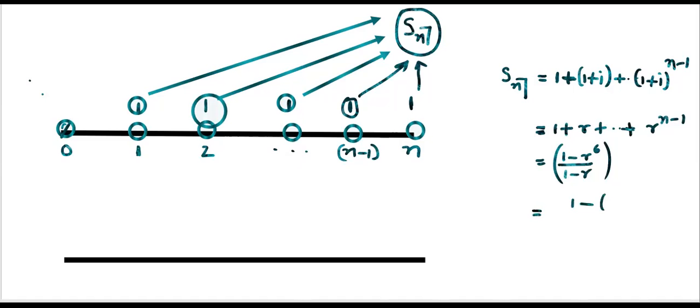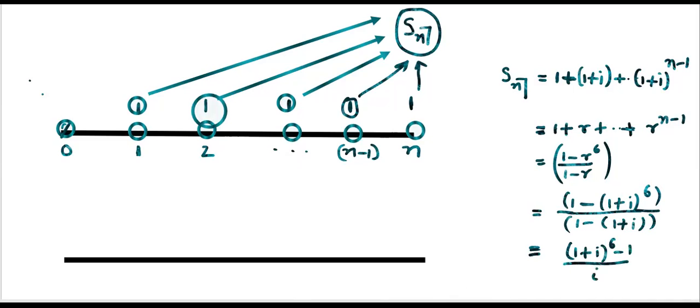1 minus 1 plus i power 6 divided by 1 minus 1 plus i. And then here if you cancel 1, you get i. And you change the side because you get minus i here. I will write 1 plus i power 6 minus 1 divided by i. That's all.